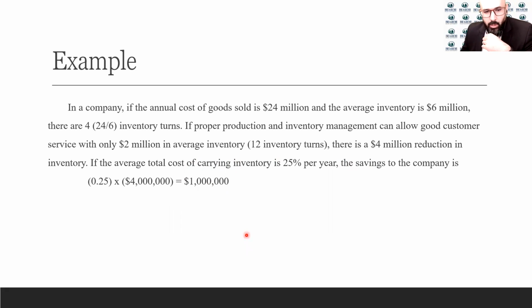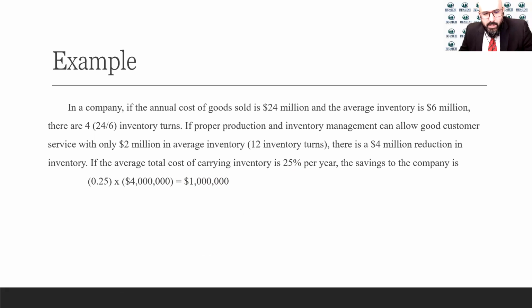That's how important it is to learn about managing inventory cost and how you could reduce the inventory cost, and look at the efficiency. We reduced it from 6 million to 2 million, so there are 4 million in savings, and that would be equal to 1 million in savings if we consider the 25% carrying cost of inventory.